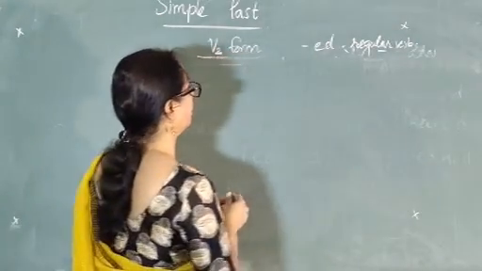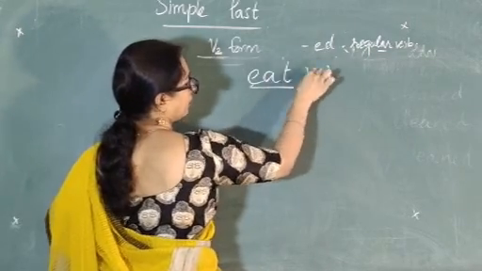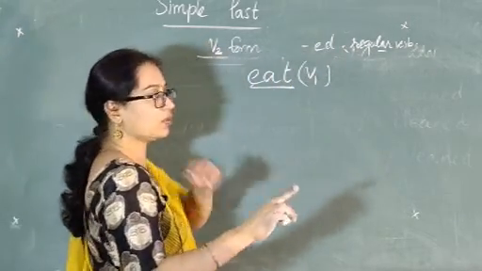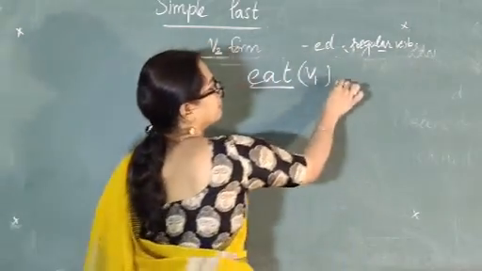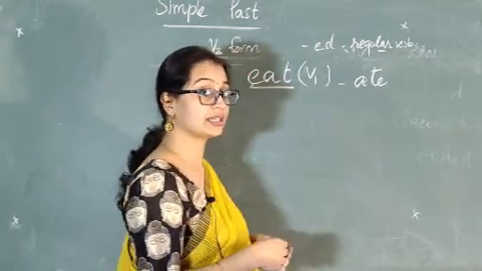The past form of eat. Eat is, what is this? Eat is the V1 form. This is the root form. Now what is the past form of eat? Ate. Right? And what is the V3 form?